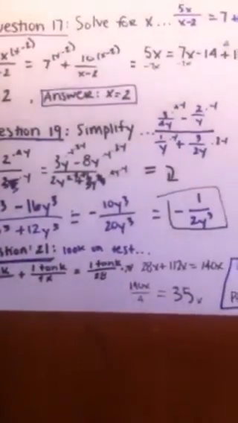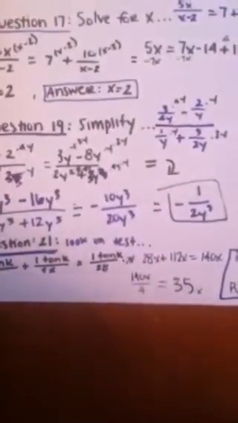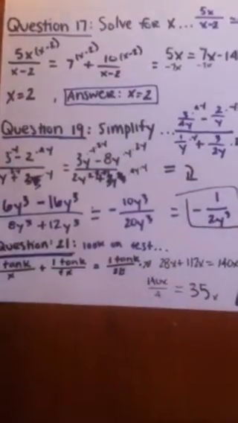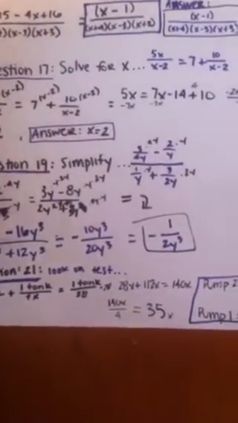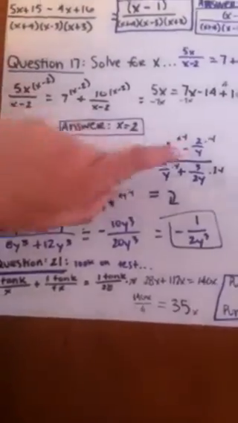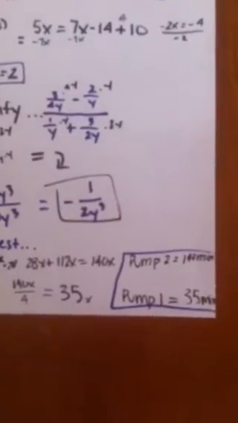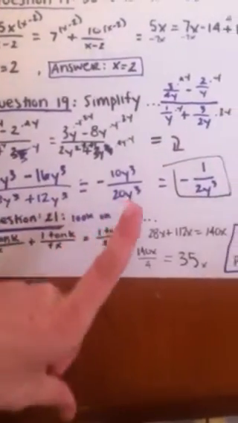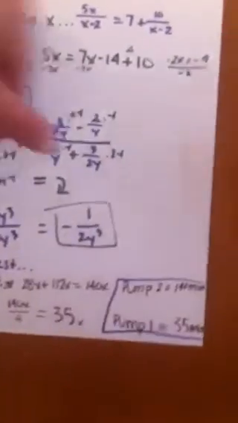Number 19, I accidentally multiplied all of them by the top and bottom amount, when all I needed to do was multiply by the bottom. And then when I multiplied that out, I didn't get such big numbers, so you just multiply by these, and you multiply every single one of them. And then you had 6y cubed minus 16y cubed over 8y cubed plus 12y cubed equals -10y cubed over 20y cubed. Then that is equal to -1 over 2y cubed, which is your answer.